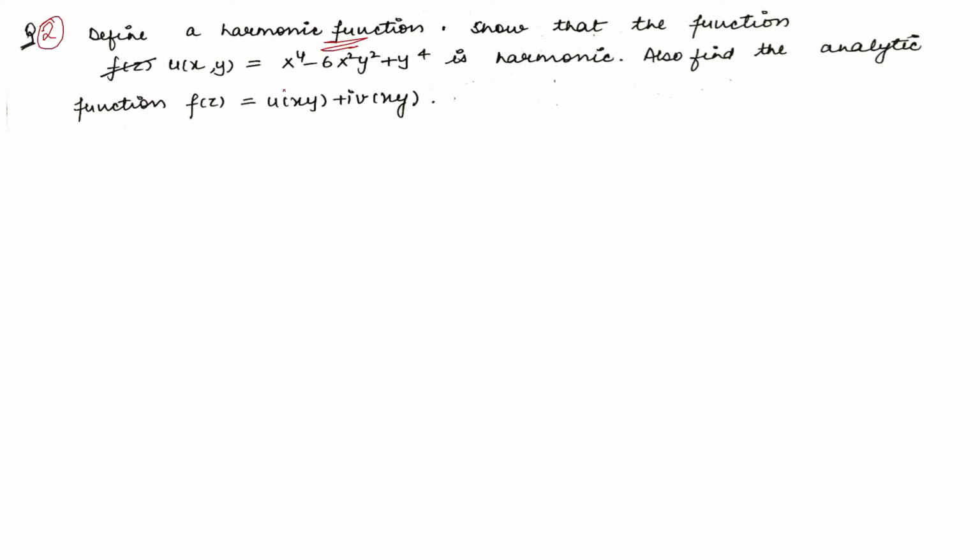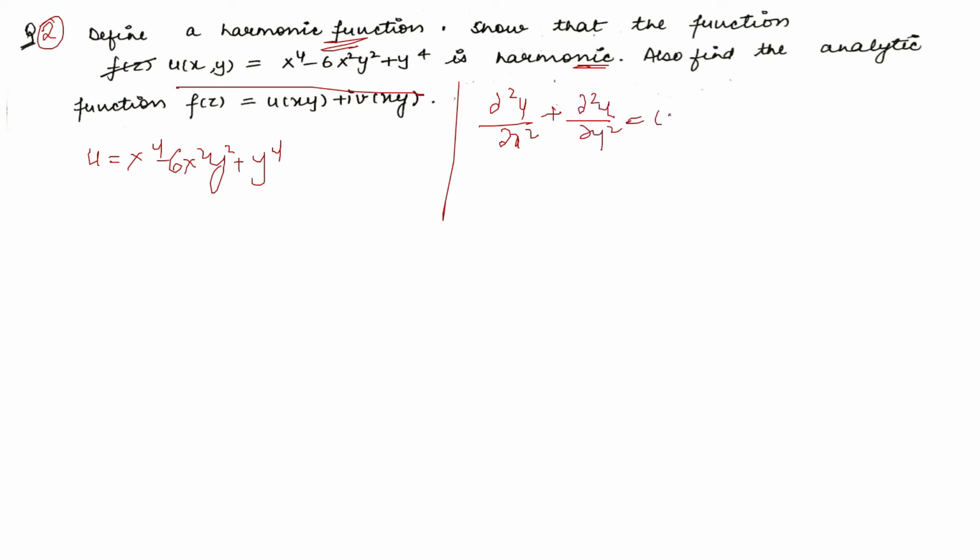I have already given you the definition. Show that this function is harmonic. So you are given u equals x to the power 4 minus 6 x square y square plus y to the power 4. We have to show this is harmonic. So that means we have to show it satisfies the Laplace equation: del 2u upon del x square plus del 2u upon del y square is equal to 0. Okay, so now we'll differentiate it 2 times.